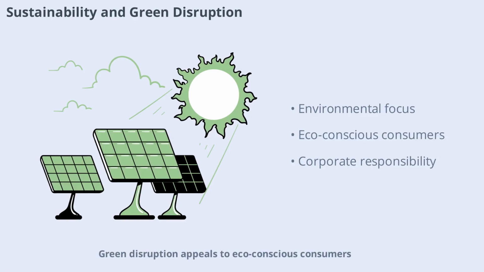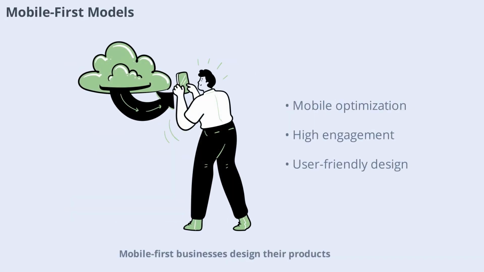Green disruption appeals to eco-conscious consumers and sets new standards for corporate responsibility. Mobile-first businesses design their products and services primarily for smartphones. This approach meets consumers where they spend most of their digital time. Apps like Instagram and TikTok have grown explosively by optimizing for mobile experiences, setting new standards for engagement and usability.